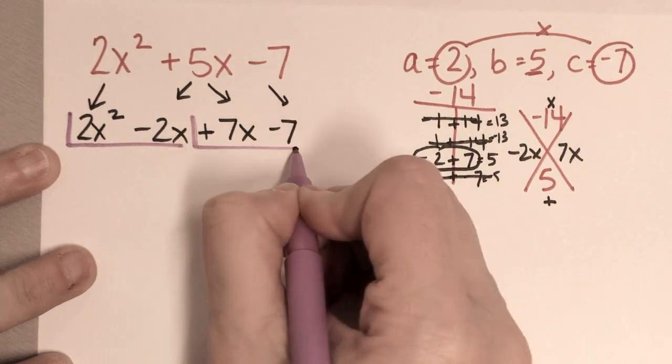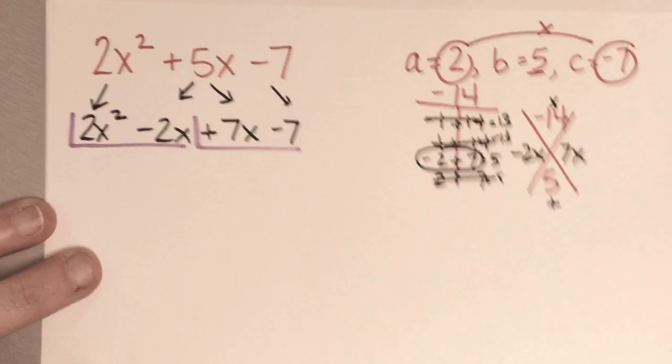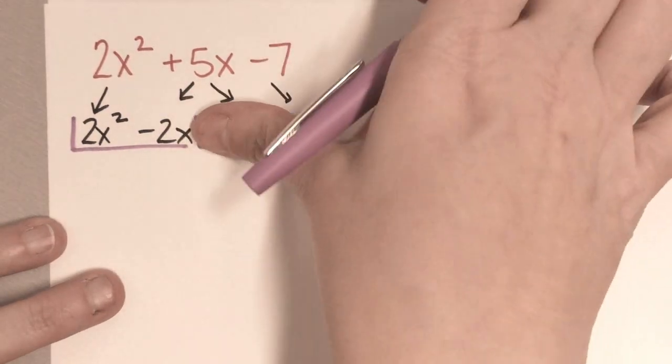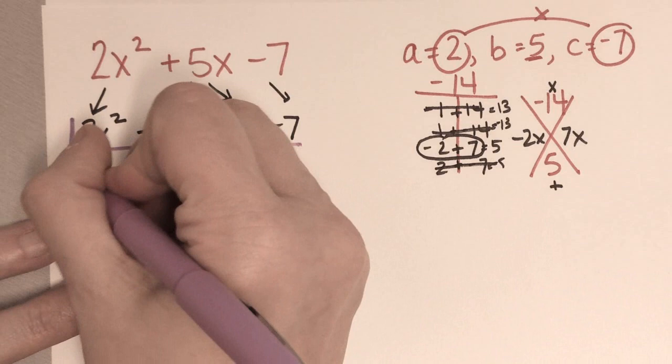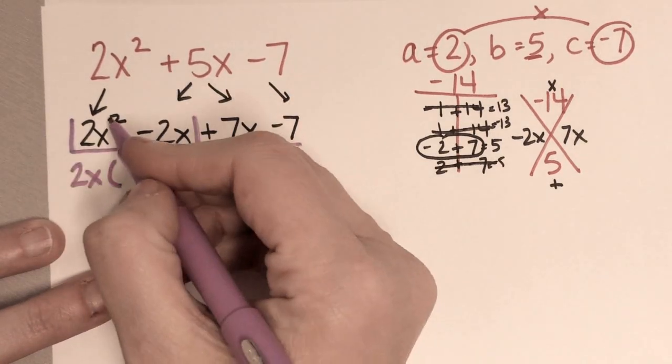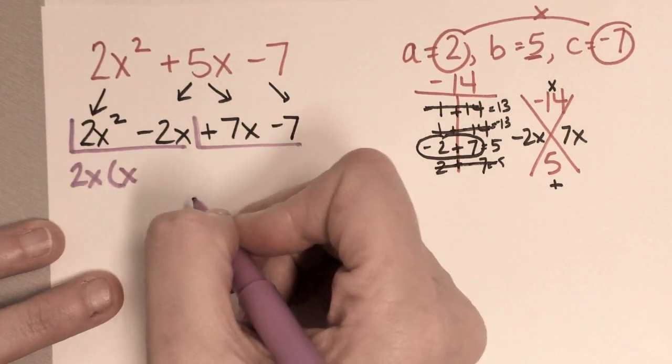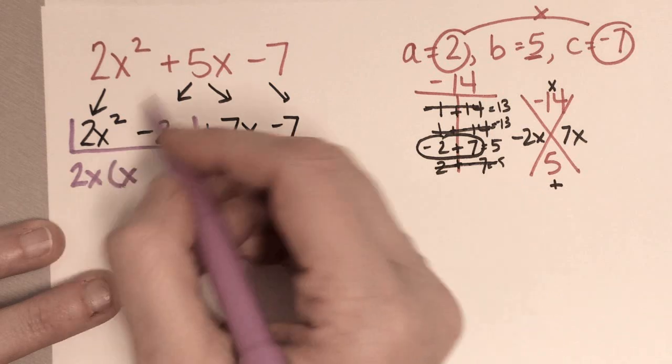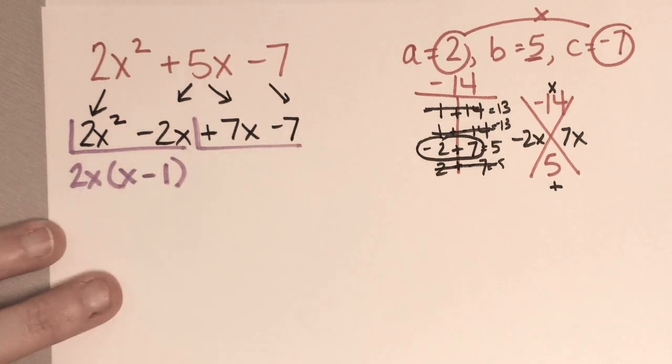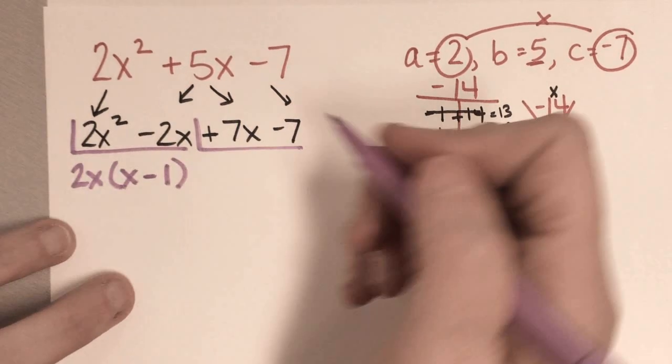So I'm going to do my upside down division signs, and I'm going to find my greatest common factor. For this first one, I see that they have a 2x in common. Well, 2x squared divided by 2x is just x. Negative 2x divided by 2x is minus 1. All right. Now I'm going to go over here.